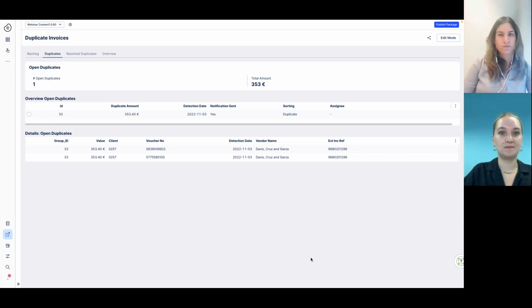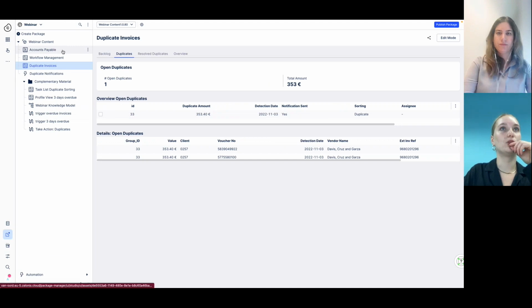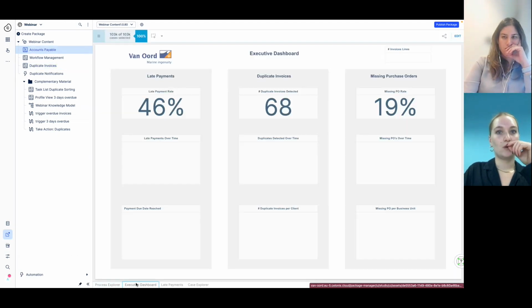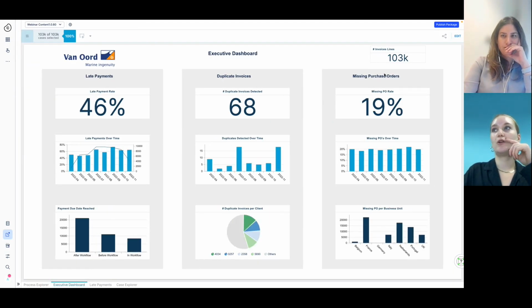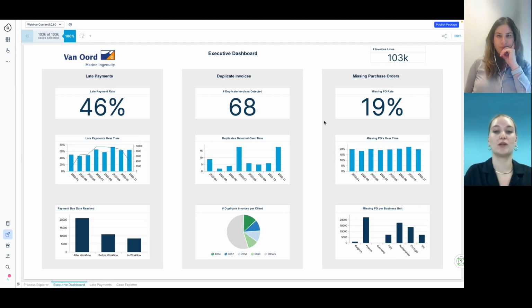Okay. Yeah, so I think I'll go back to the executive dashboard. As I mentioned, we're not going to deep dive into the use case of missing purchase orders today, but this is something we're working on as the next step at Van Oord right now.